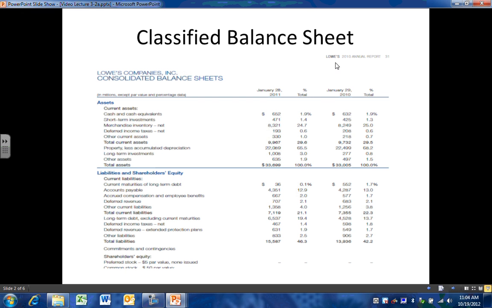Lowe's company, the home improvement store, goes a step further, and they provide a little vertical analysis for us that tells us the percentage of each that is from total assets. So this is a bit unusual, but a very handy tool for the users, and a good job by the people at Lowe's, because they understand what the users are looking for.